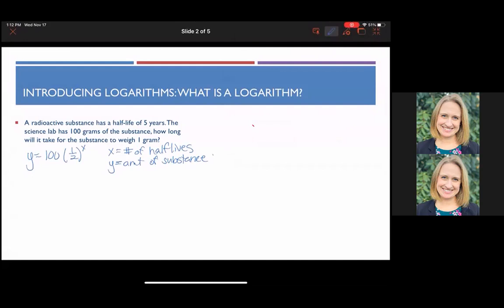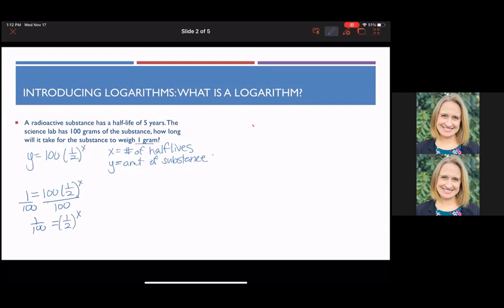And so if we're thinking about this question, how long will it take for the substance to weigh 1 gram? Well, that's where we're going to put 1 in. 1 is our amount of substance, and that's going to equal our function, 100 times 1/2 to the x. So as before, we're going to try to isolate the variable. Solve it algebraically exactly like you know how. Divide both sides by 100. But now we have 1/2 to that x power.